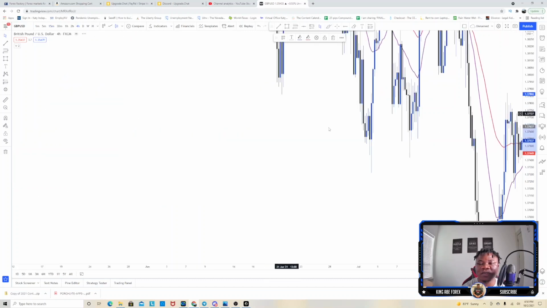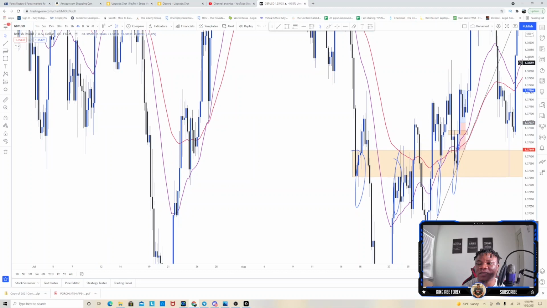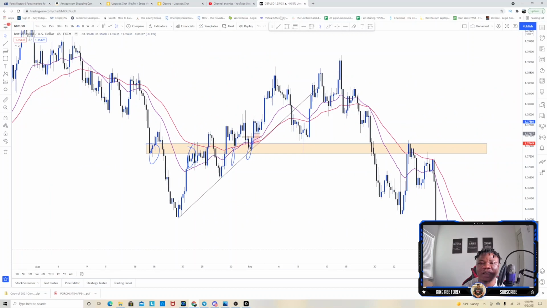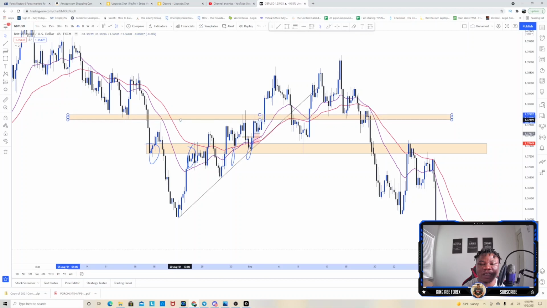So we can go here to the 4-hour time frame, and we just got to look for that zone. Now for me, I can easily target this zone here on the 4-hour time frame, and I can also target this zone right over here on the 15-minute. Now I have two zones right here, and I can have multiple take profits in between these zones here.